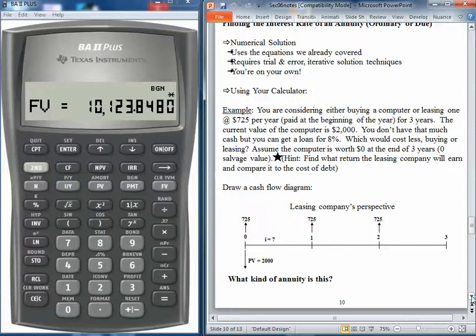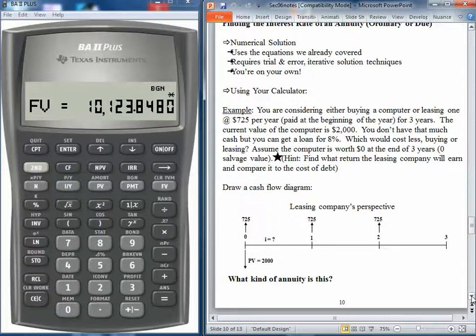You're going to pay this lease payment at the beginning of every year, so this is an annuity due. The current value of the computer is $2,000, so if I bought it outright, that's how much I would pay for it today. You don't have that much, but you can get a loan for 8%. Which would cost less, buying or leasing? That's a very common problem.